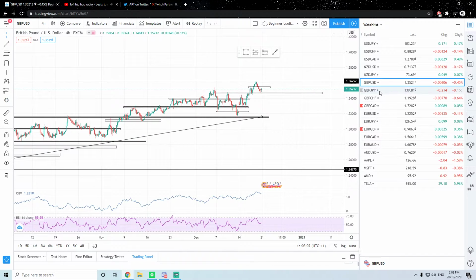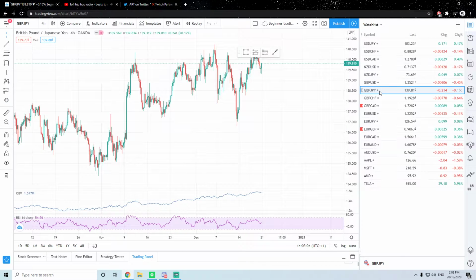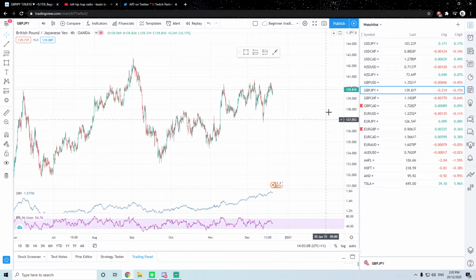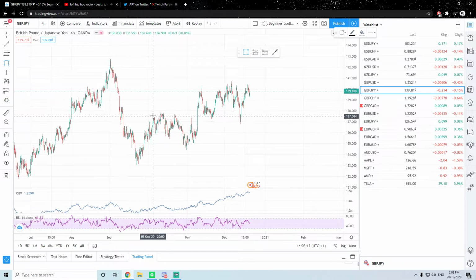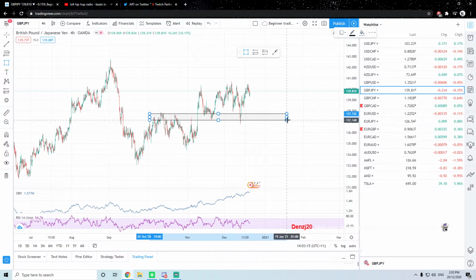Anyway, so we'll head over into GBP JPY here, and we'll just mark up some key levels first on the 4 hour level. So I can see that there is this area right here that I'm going to mark up.